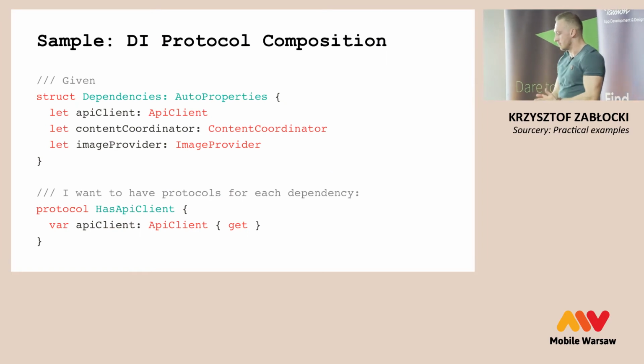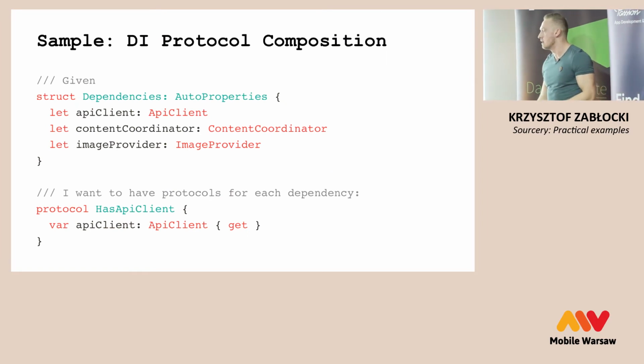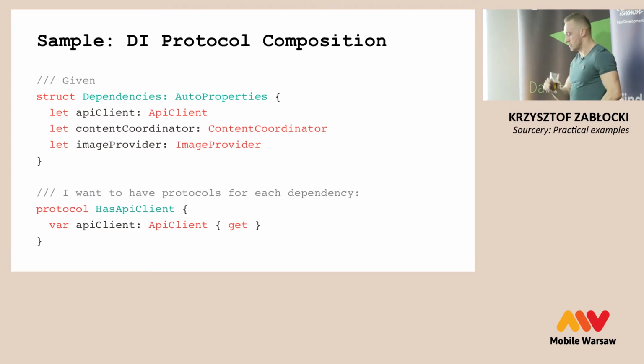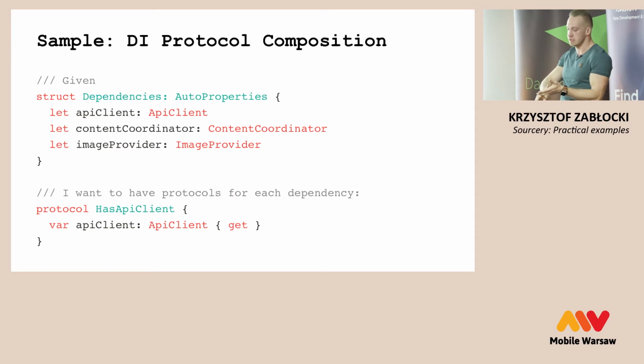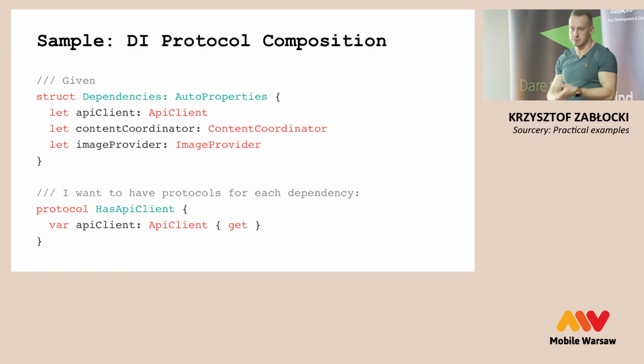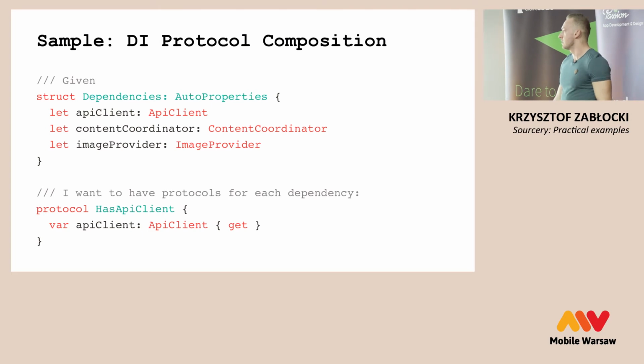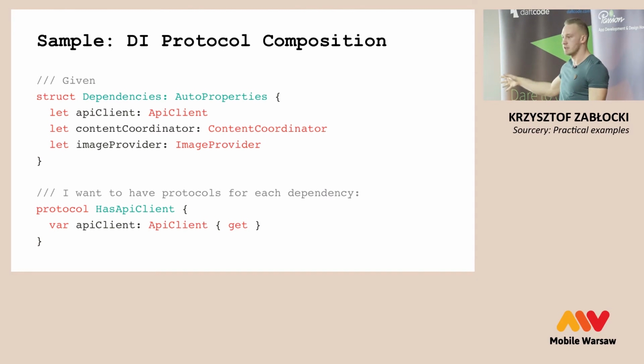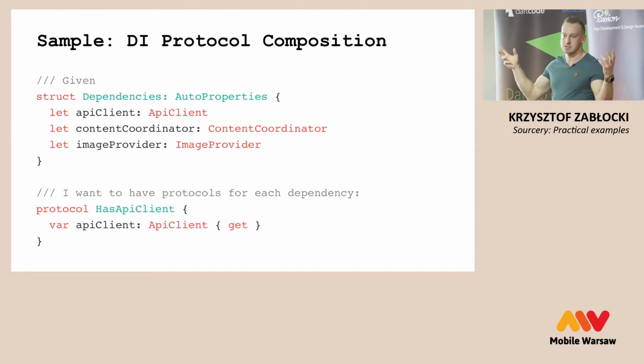So let's look at something practical. I wrote an article a while ago about doing dependency injection using protocol composition. The way this works is, rather than injecting directly all the dependencies that your types require, for example injecting the API client, the content coordinator, and the image provider to your view model or your view controller as separate properties, you can just do a type alias, and you can do has API client, has content coordinator, has image provider as a single dependencies variable.